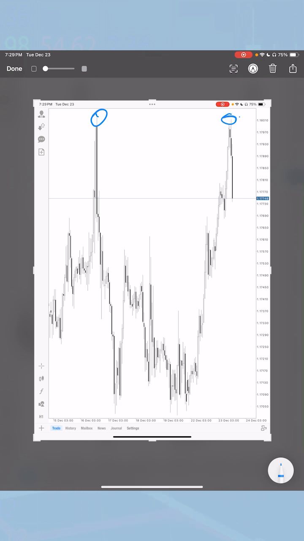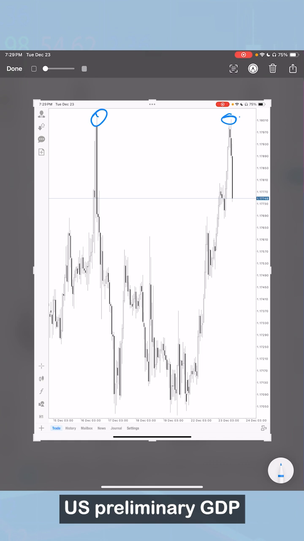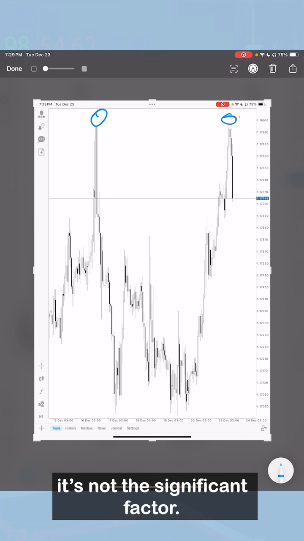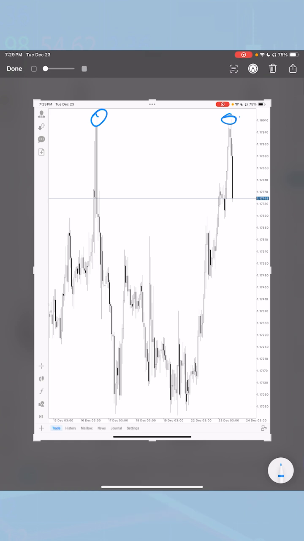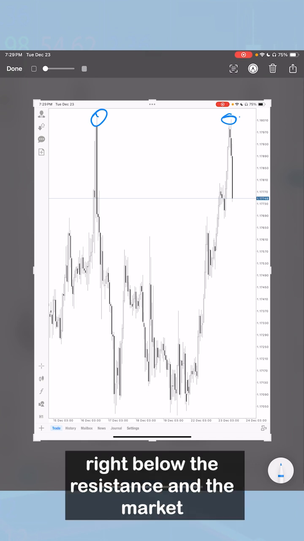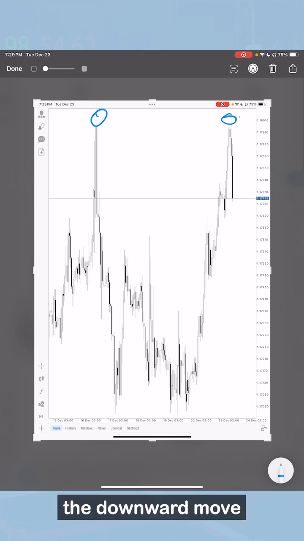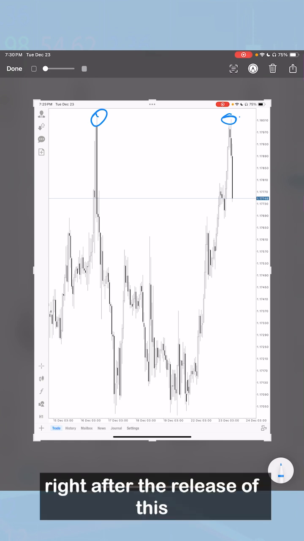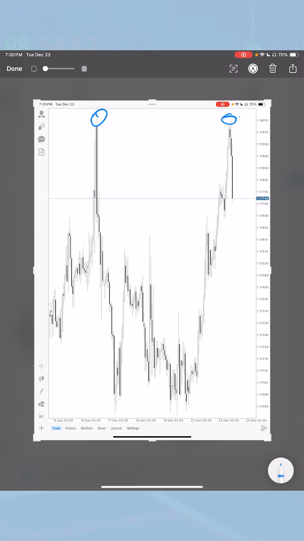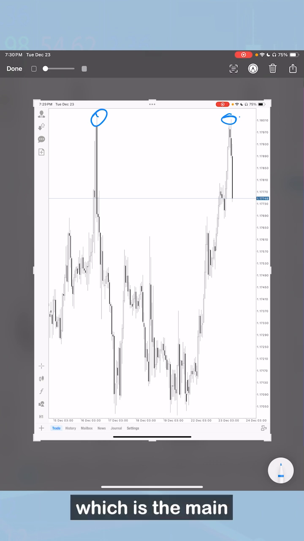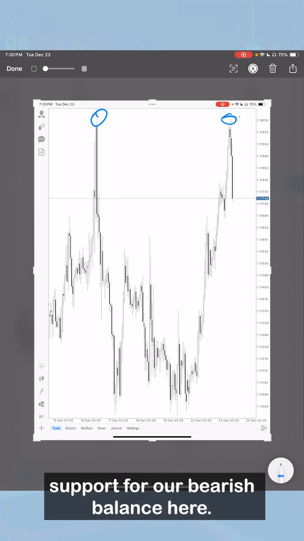And today's US preliminary GDP, even though it is 27 days delayed and, like I said, not a significant factor, has triggered this bearish action today right below the resistance. The market was already anticipating the downward move from some resistance area and was waiting for a triggering factor, and this worked as a triggering factor. So we have already entered a sell position right after the release of this preliminary GDP, and we have considered this as a triggering point. But the butterfly is still intact, which is the main support for our bearish bias here.